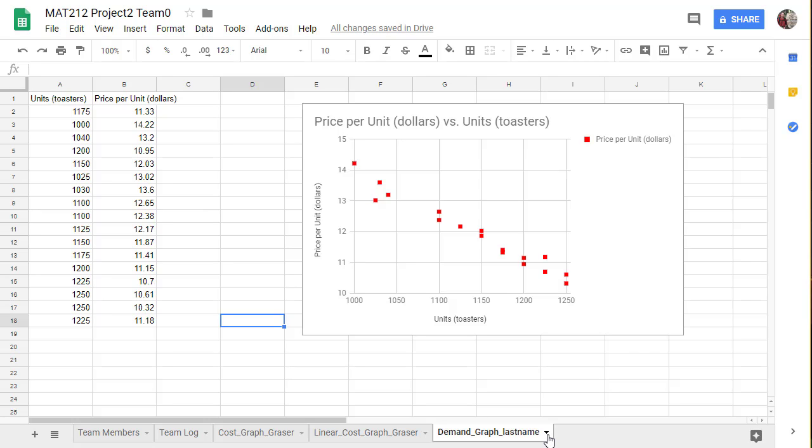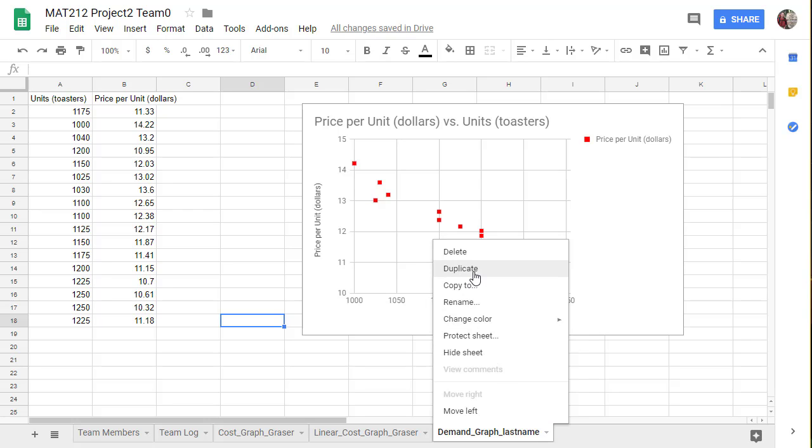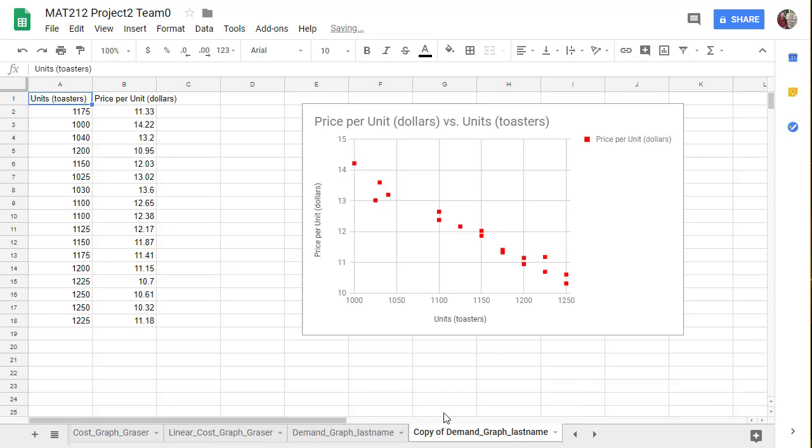And so one person's going to do the linear cost, one person's going to do the quadratic cost, there'll be a linear demand, and then a quadratic demand. Amongst your teammates, you guys need to allocate those things so each one of you does at least one of those. So I'm going to make a duplicate here. I'm going to be doing a quad, so I'm going to double click and then say quadratic, or just quad for short, underscore. And so now I know exactly what that person is doing.